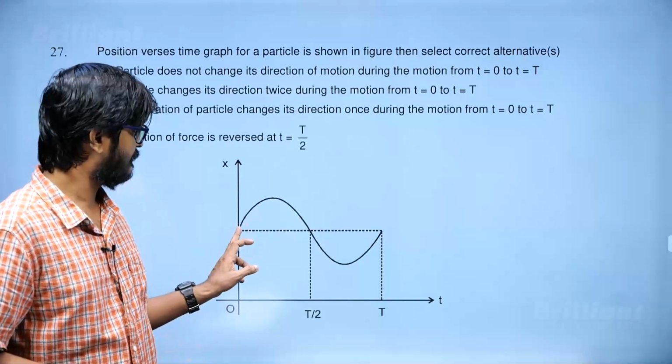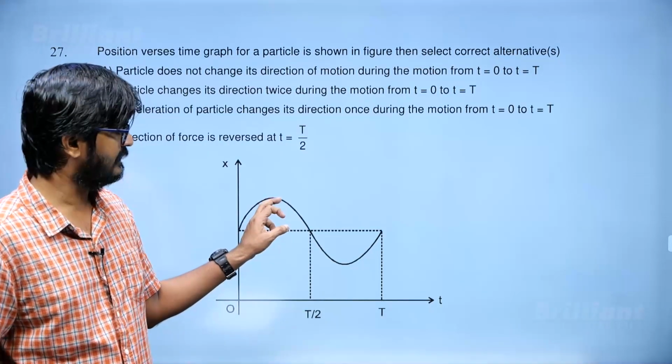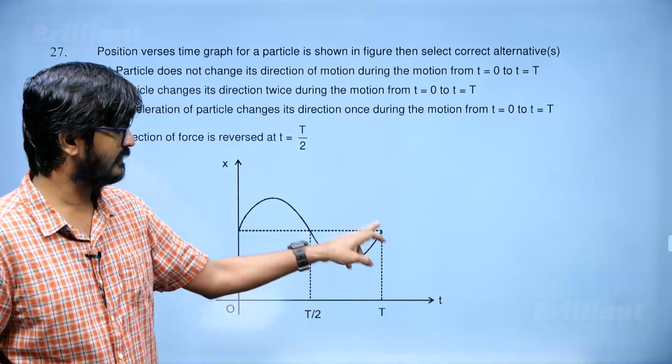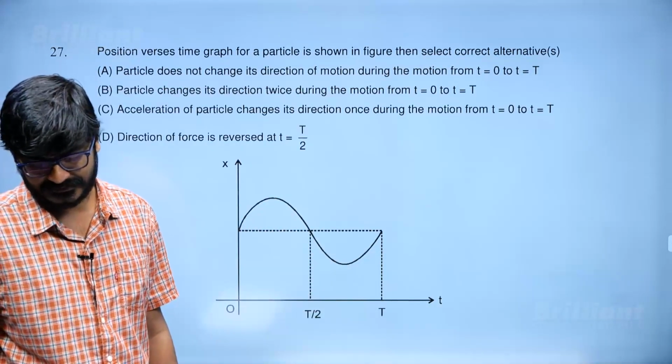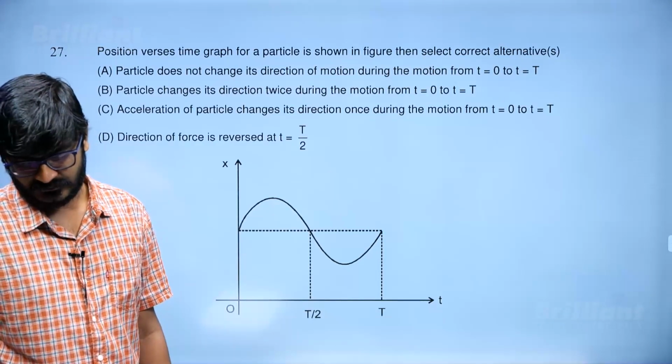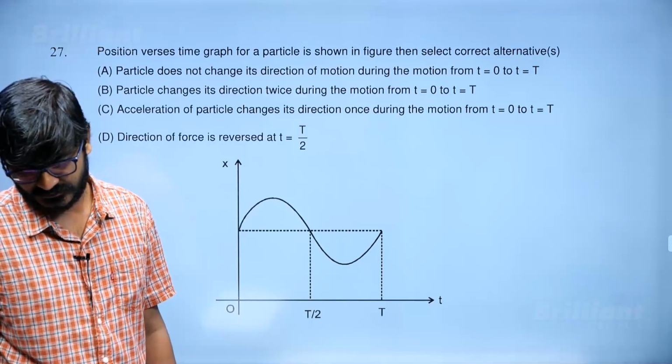Particle changes its direction twice during the motion. So from here to here it is going up. After that it started coming down. Again it started going up. So here and here there are two turning points. Yes, correct.